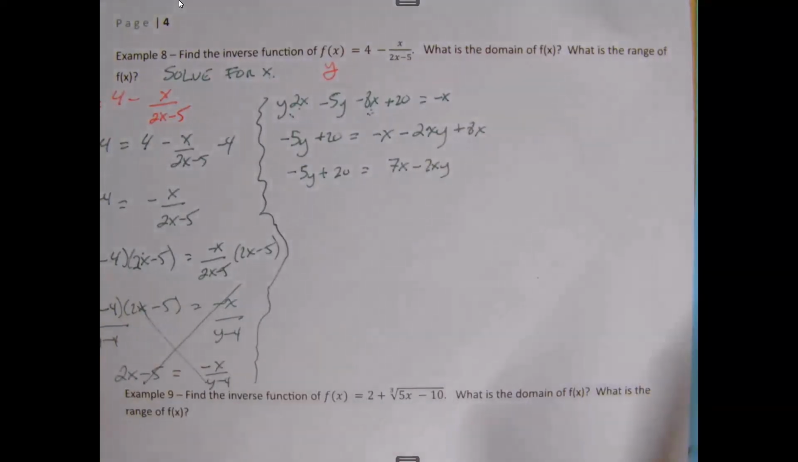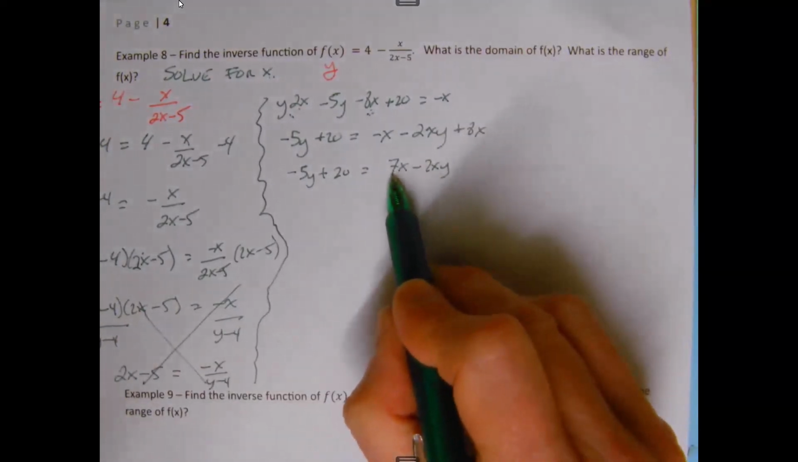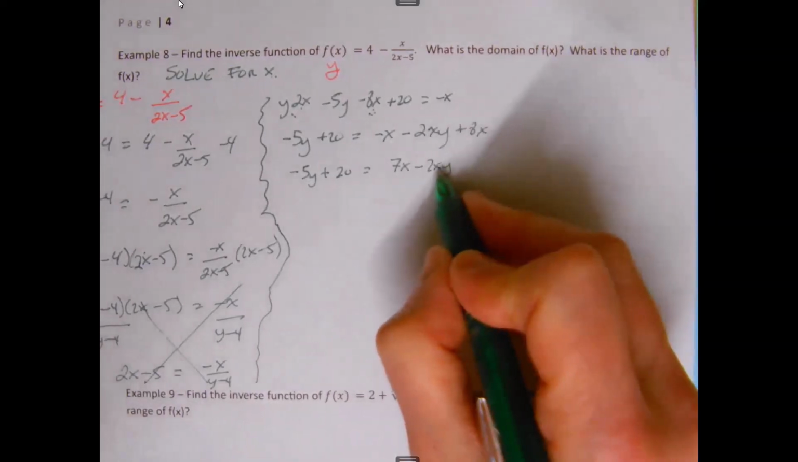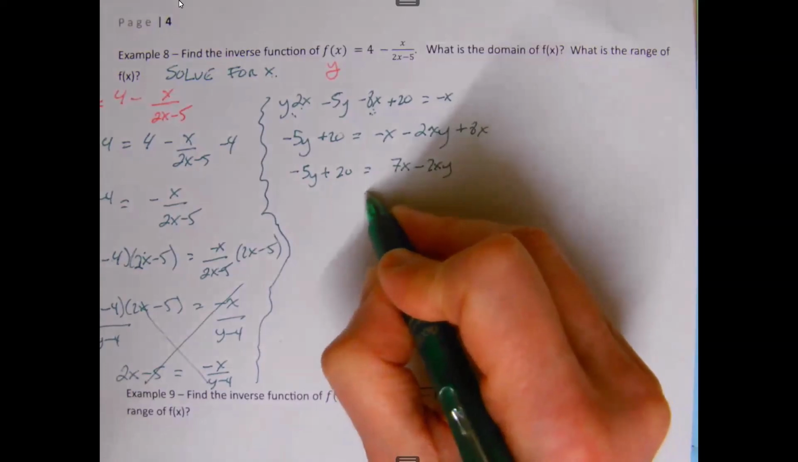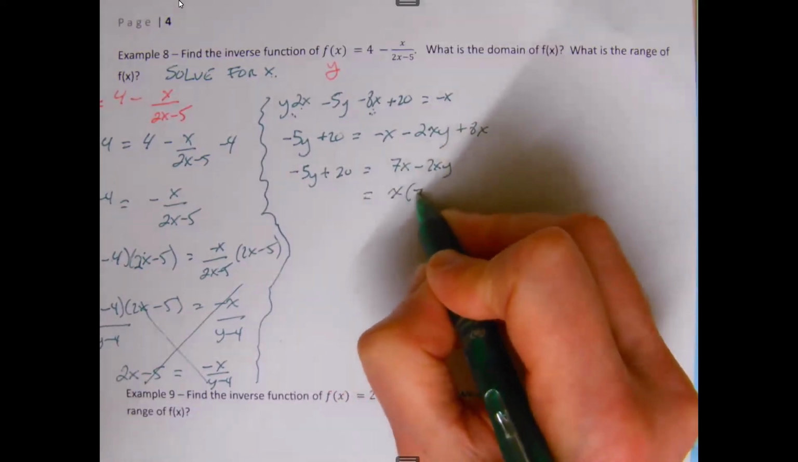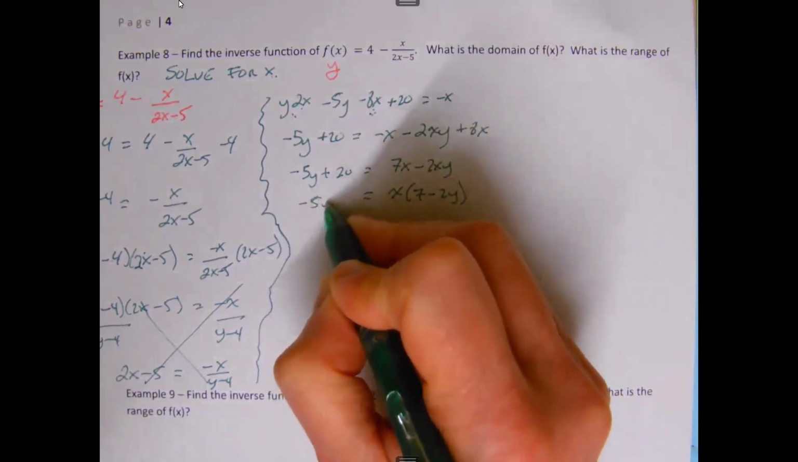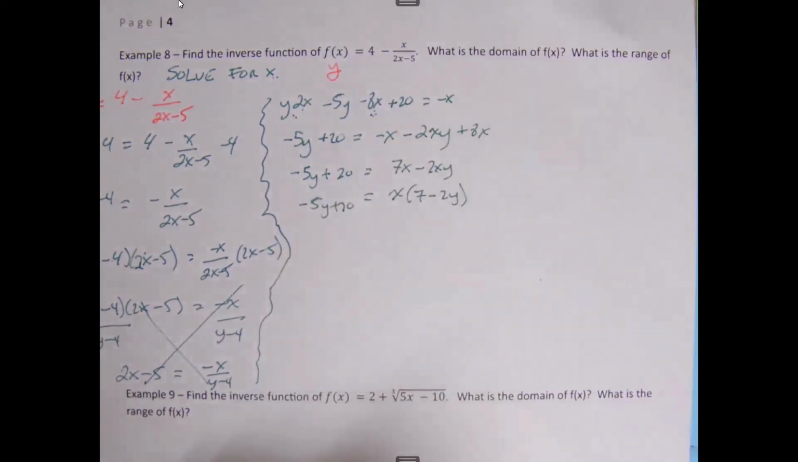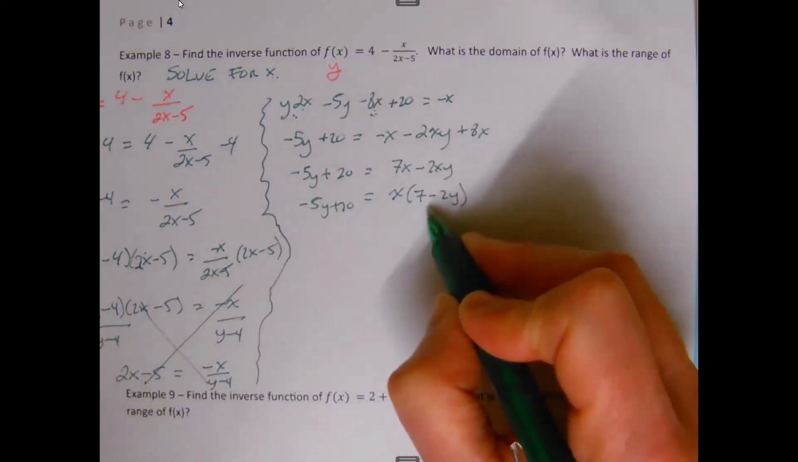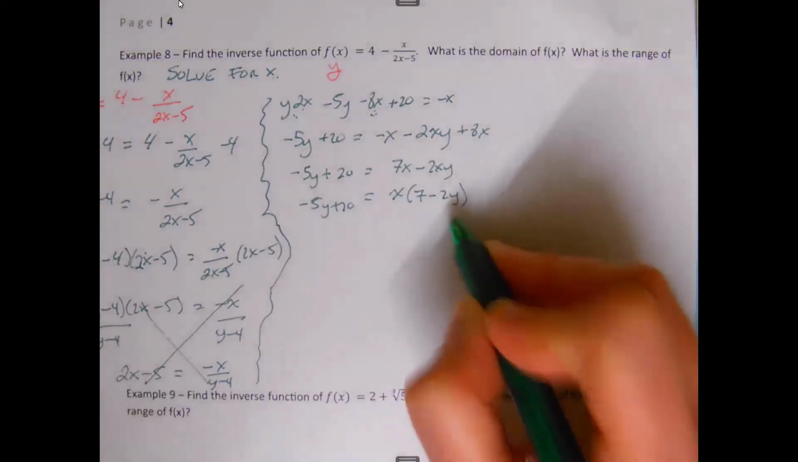And again, I'm trying to solve for x, but I cannot say 7 plus negative 2 because I have this y here. They're not like terms. I can't do that. So what I'm going to have to do is factor out the x, like so. And now that I've done that, I'm going to divide both sides by 7 minus 2y.